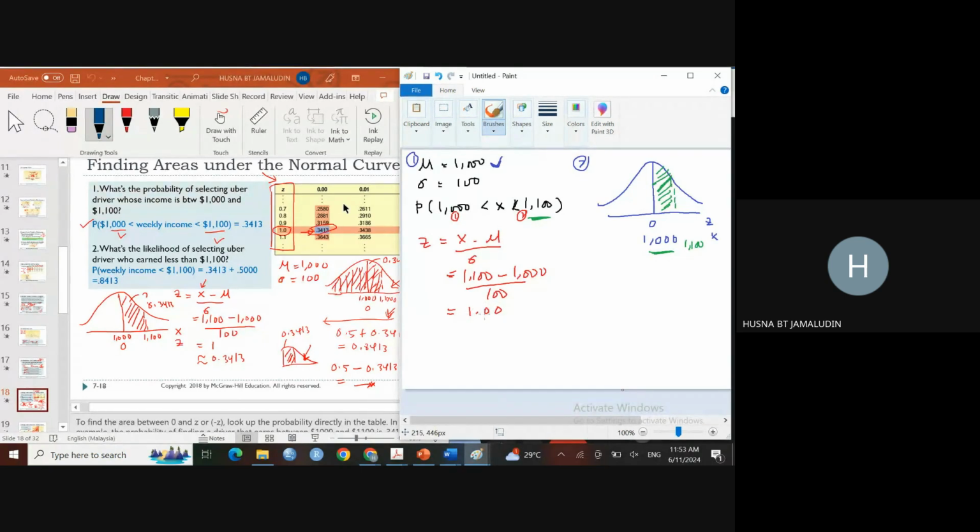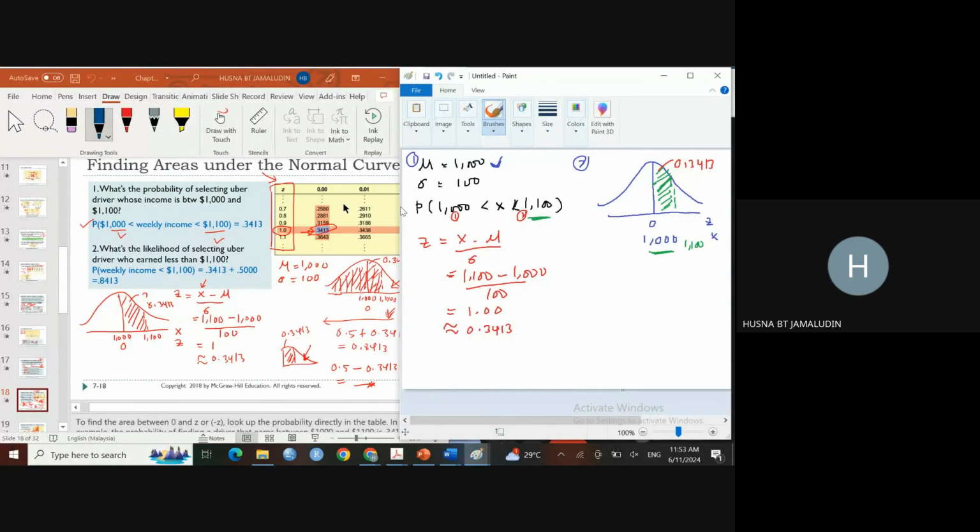Remember, we have actually searched for this. Z equals 1, you will get the probability equals 0.3413. Right? So where is it? Here. 0.3413. So this is the area you are looking for. Okay, so now, what's next?